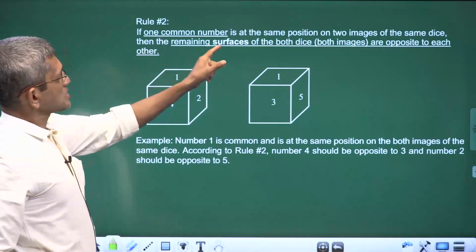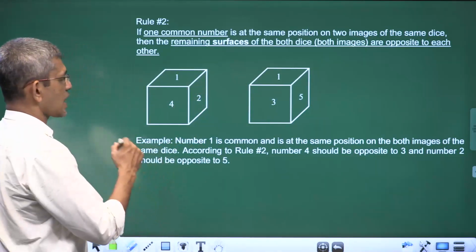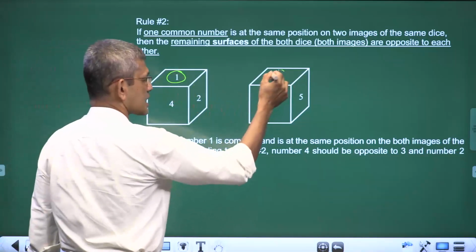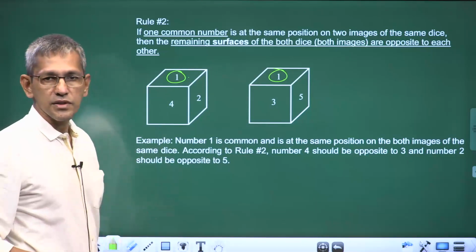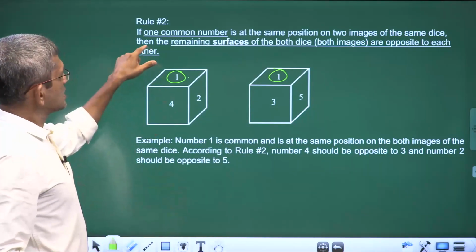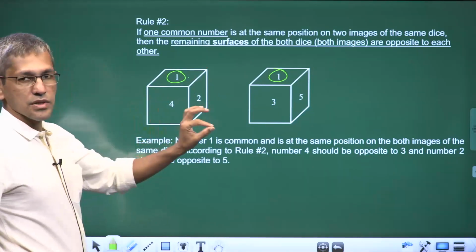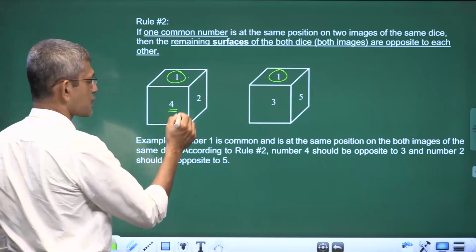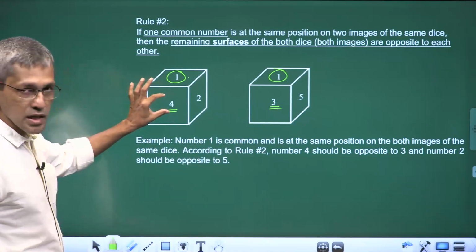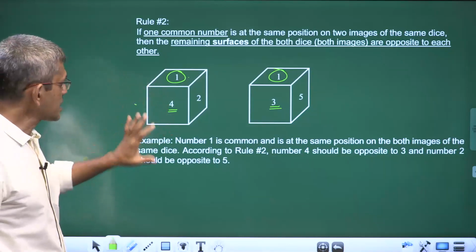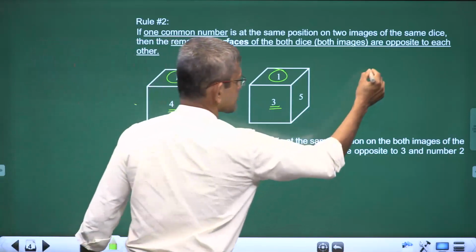If one common number is at the same position on 2 images of the same dice, in this case we have 1, and here we have 1. 1 is exactly at the same position on both images. If that's the case, the remaining surfaces of both dice are opposite to each other. So 4 must be opposite to 3. 4 is here on the front face, and here 3 is on the front face.